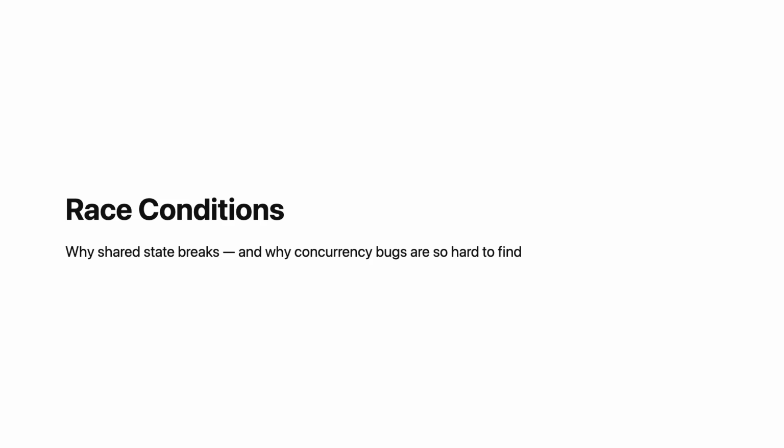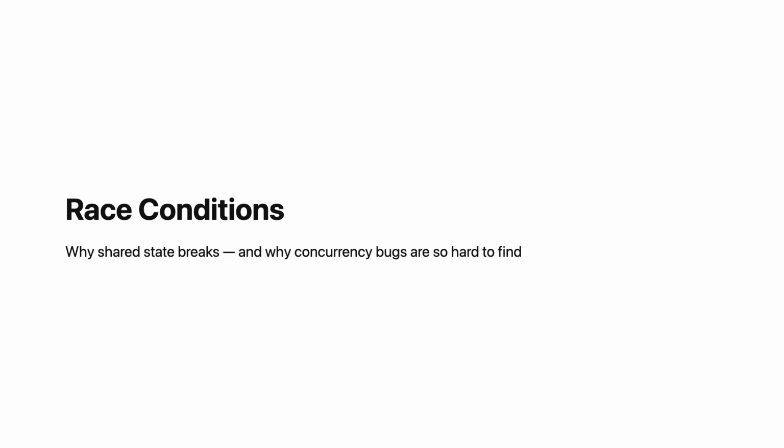Here is a simple problem. You have a variable called counter, it starts at 0, and you have two threads. Each thread increments counter 1000 times, so the final value should be 2000, right? Run this code and you will get something like 1743 or 1812, or a different wrong number every single time.